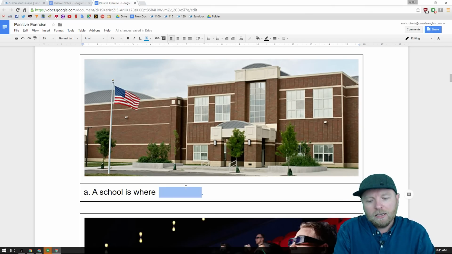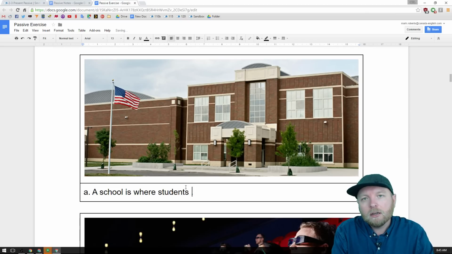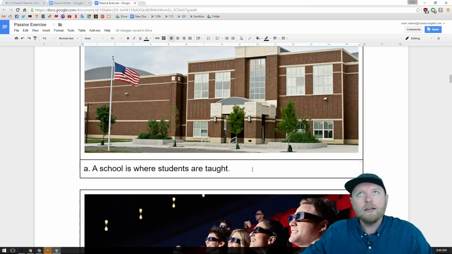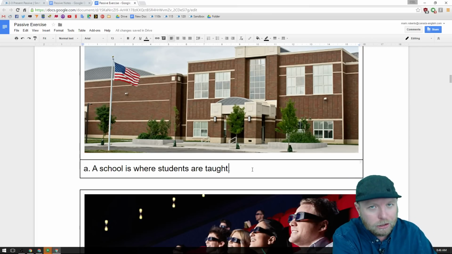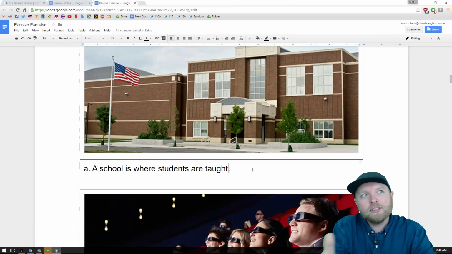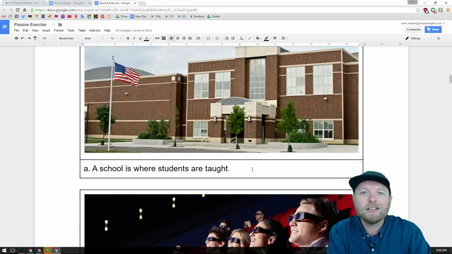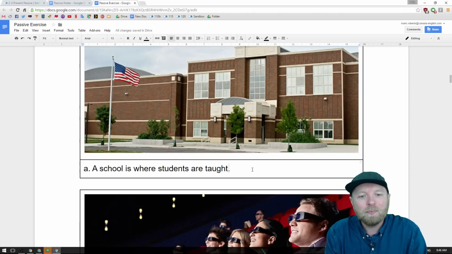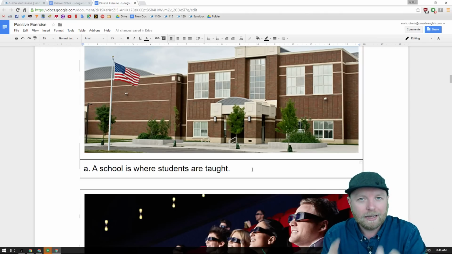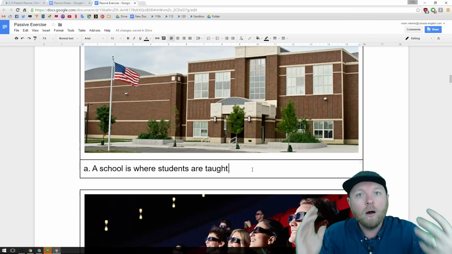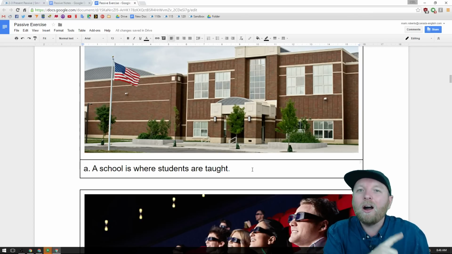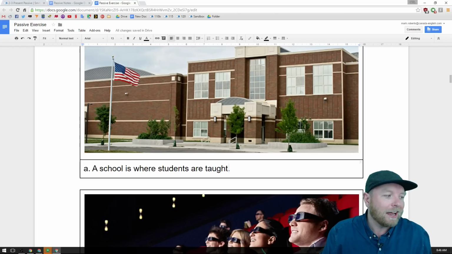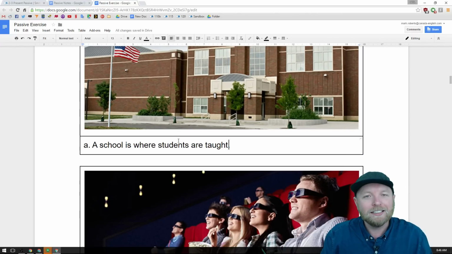Now we're going to use passive. A school is where children or students are taught. Do you understand this? A school is where teachers teach students. See, that's strange because teachers teach is stupid. Of course teachers teach. The agent is clear. We don't need the agent, right? So we don't say teachers. We just say students, am, is, are. Students are. Teach, past participle is taught. Students are taught. Not teached, Khaled, not teached. It's taught. It's an irregular verb.